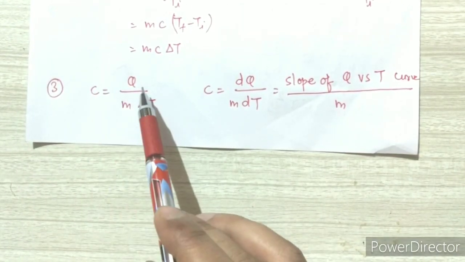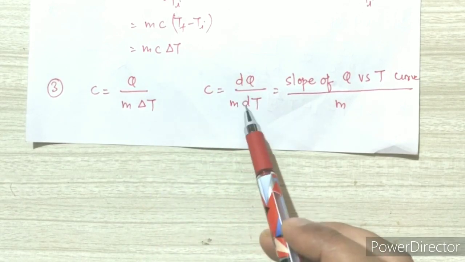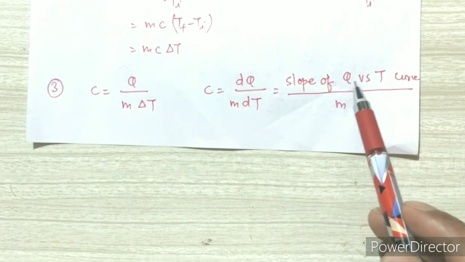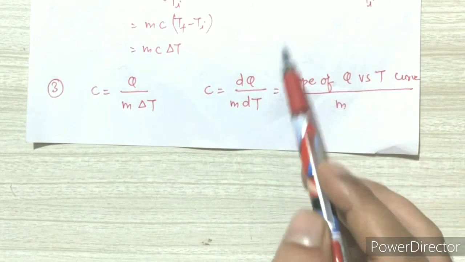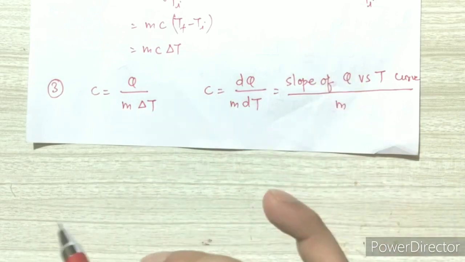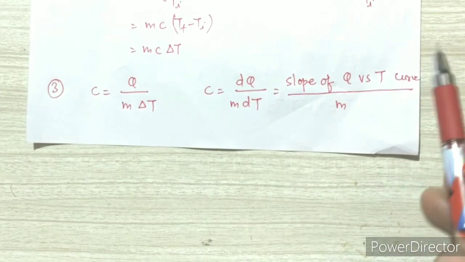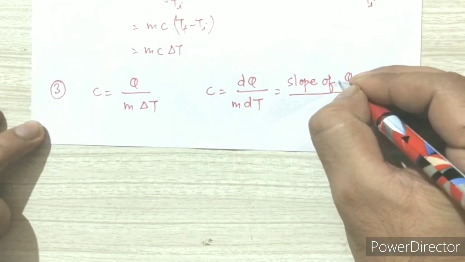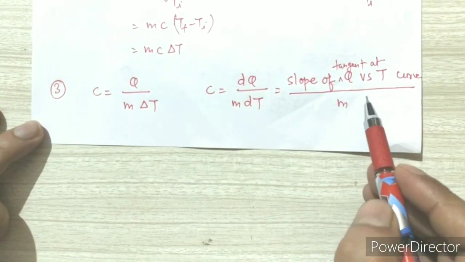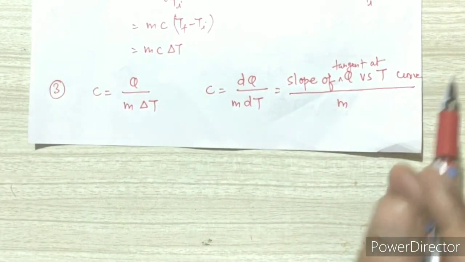C equals capital Q by m into delta T, and in differential form, C equals dq by m into dT. And what is dq by dT? dq by dT is the slope of the Q versus T curve. As we know, dy by dx is the slope of the tangent at the y versus x curve. So in this case, it is the slope of the tangent at the Q versus T curve, divided by mass. So specific heat is slope divided by mass.